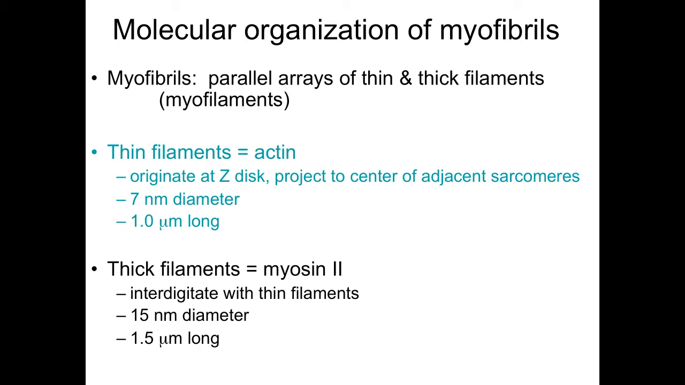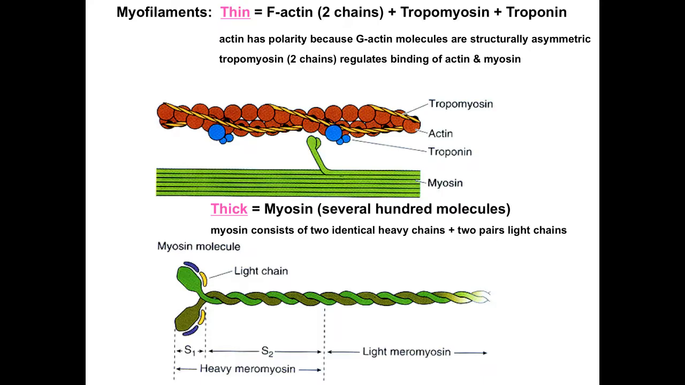Now, I don't care so much if you remember the dimensions of these filaments, but the thin filament is actin, about half the diameter of the thick filament. I want you to know that the thick filament is myosin 2 and the thin filament is actin. This cartoon highlights some characteristics of the myofilaments. So let's look at the thin filament first on the top. So that would be highlighted like so, the thin filament.